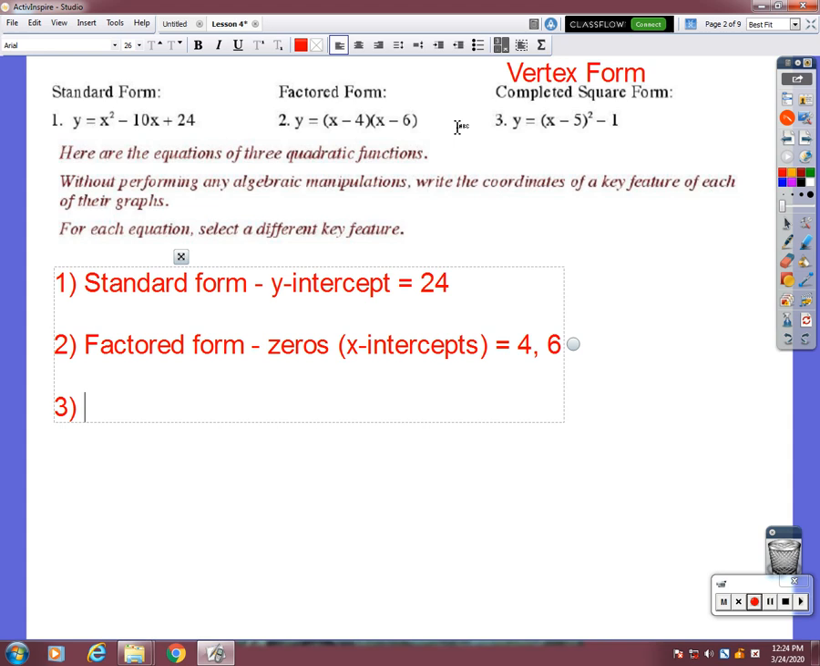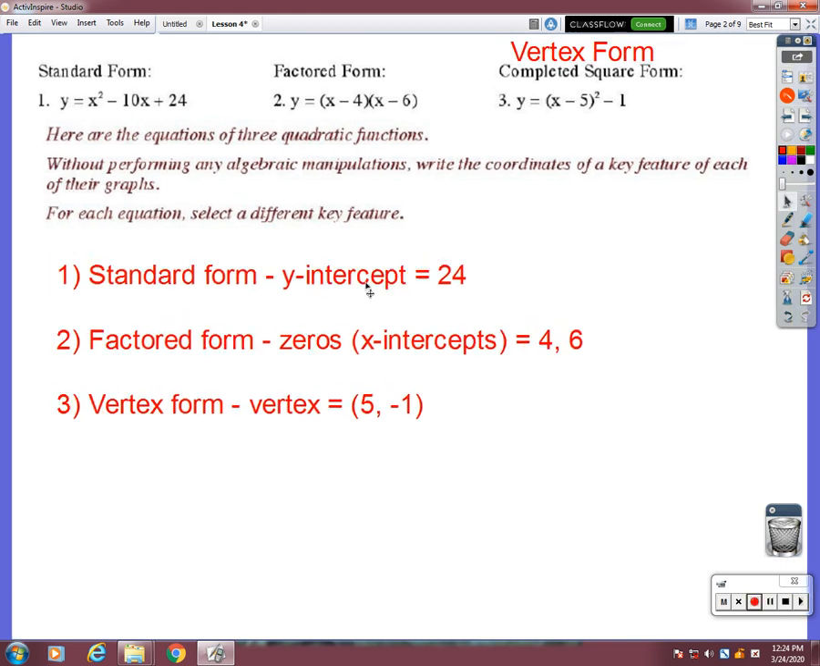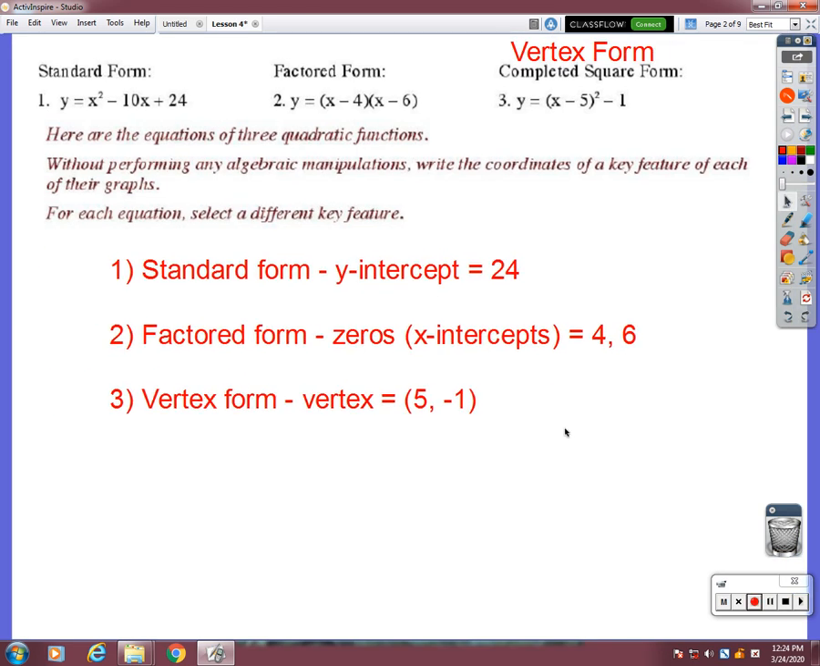And then finally, in vertex form, you get, not surprisingly, the vertex. That's why it's called vertex form. And that would be the opposite of this. So since it's x minus 5, that means the x-coordinate of the vertex is positive 5. And then this, so 5, -1. So that's actually the same equation written in the 3 different ways, just to show that you get different information depending on the way it's written. Okay?